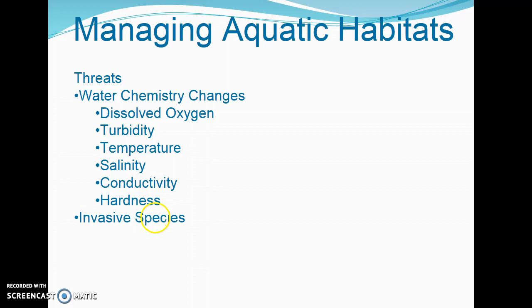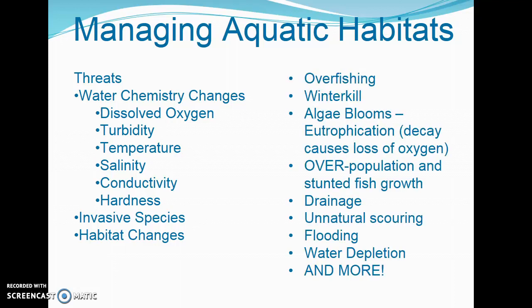Invasive species, just like on land, invasive species can wreak havoc on aquatic systems too. Changes in the habitat, that's changes to the form, changes to the riparian habitat, and changes to the river channel itself or the lake itself. And then here's a whole bunch. We could overfish it. We could have winter kills. Your book explains what winter kills are, they have to do with dissolved oxygen and temperature.